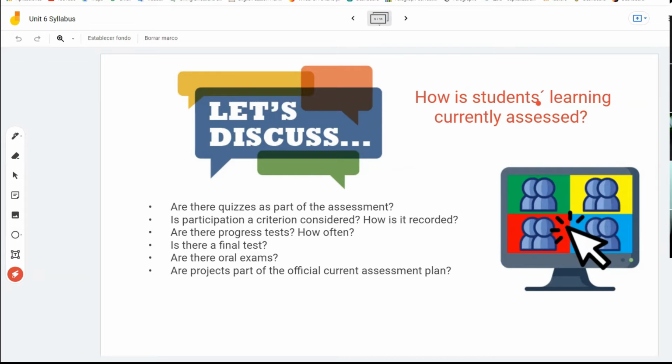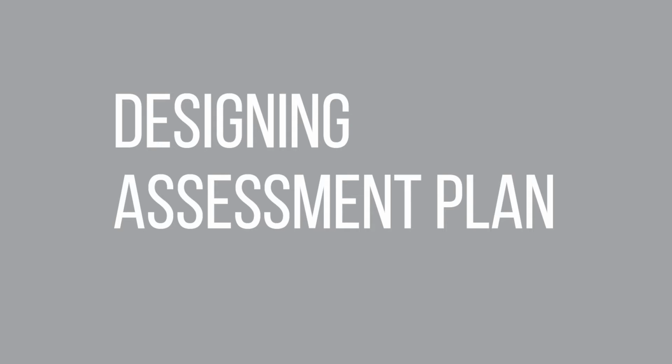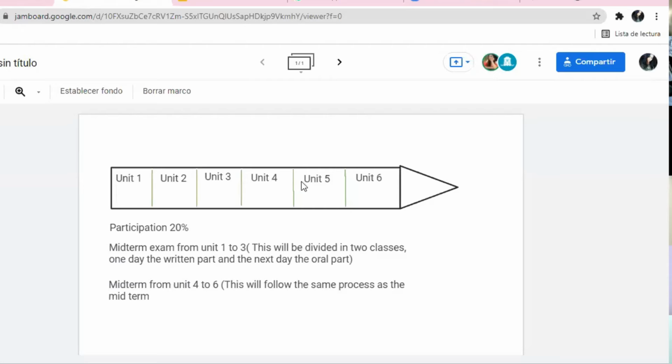How is students' learning currently assessed at schools? So, and we have the list of questions. So the course is 6 units long. Okay. Participation will count as 20%.